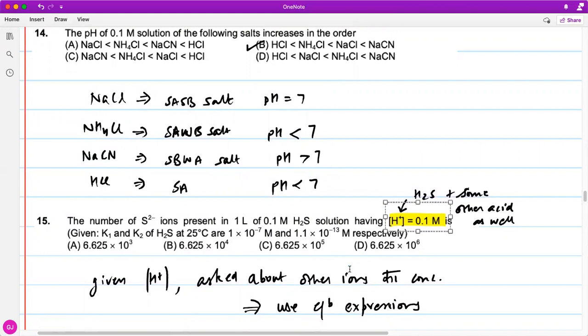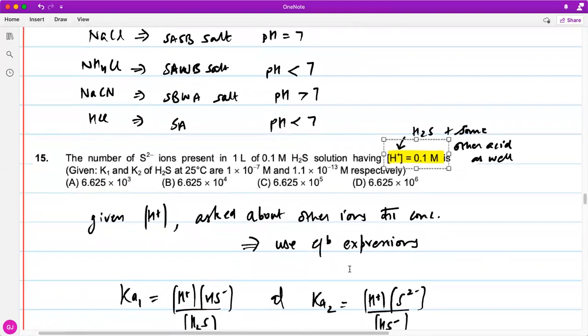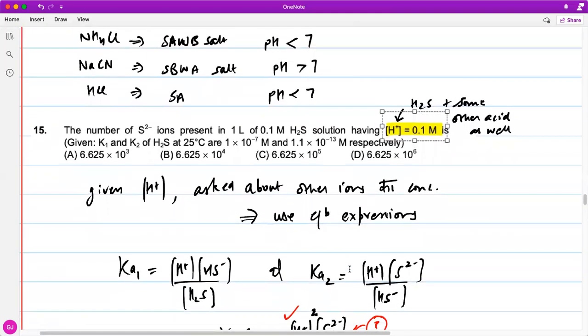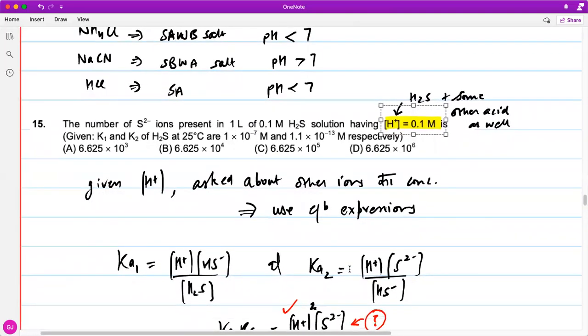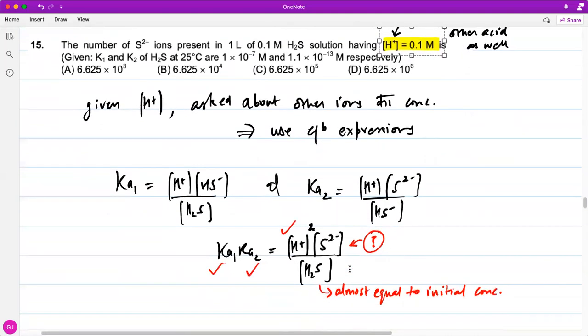In that case, the approach I told you in the class was to use the equilibrium constant expressions. So here we use the expressions K1 and K2, and we find that if I multiply them, HS minus cancels out, and the given terms are clearly mentioned in the question. The one which is not there is supposed to be found out. In this way.